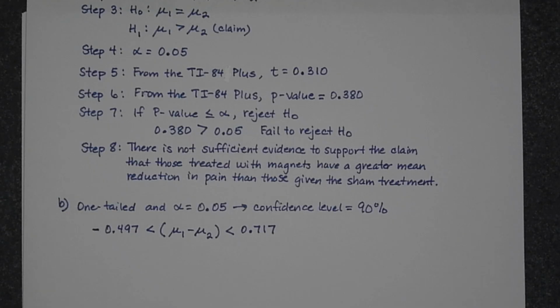So that's enough to say that we can fail to reject the null hypothesis and conclude that there is not enough evidence to support the claim that those treated with magnets have greater mean reduction in pain than those given the sham treatment. Okay. Are there any questions on problem number 2? Okay, problem number 3 on the back.